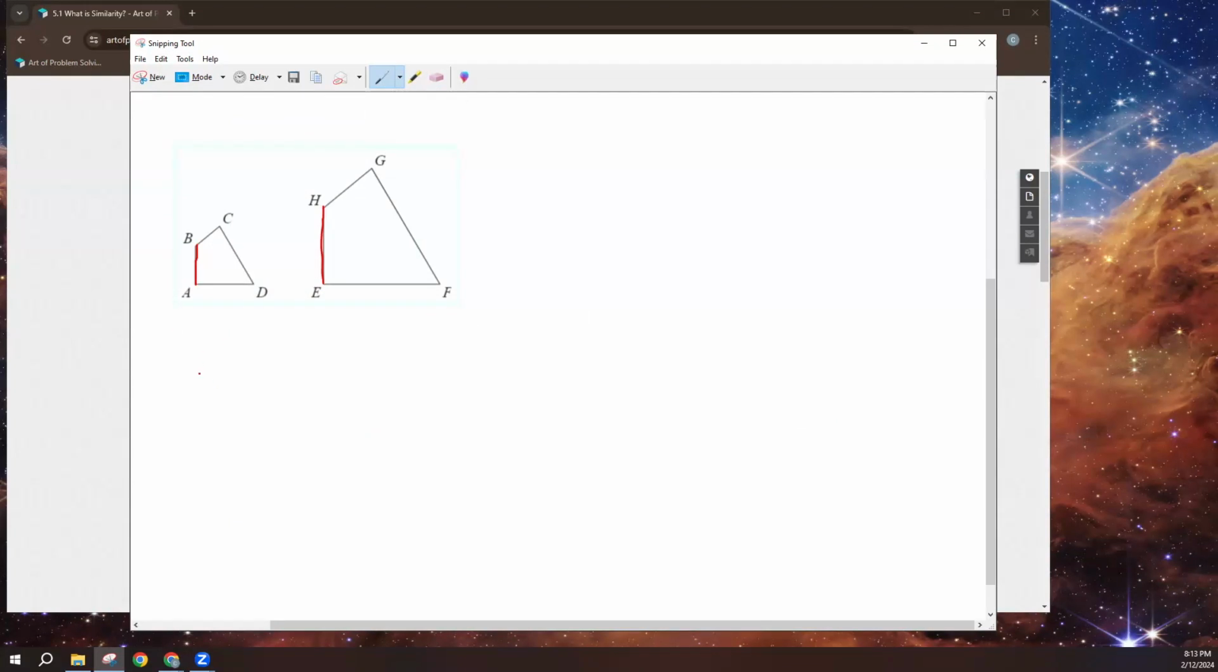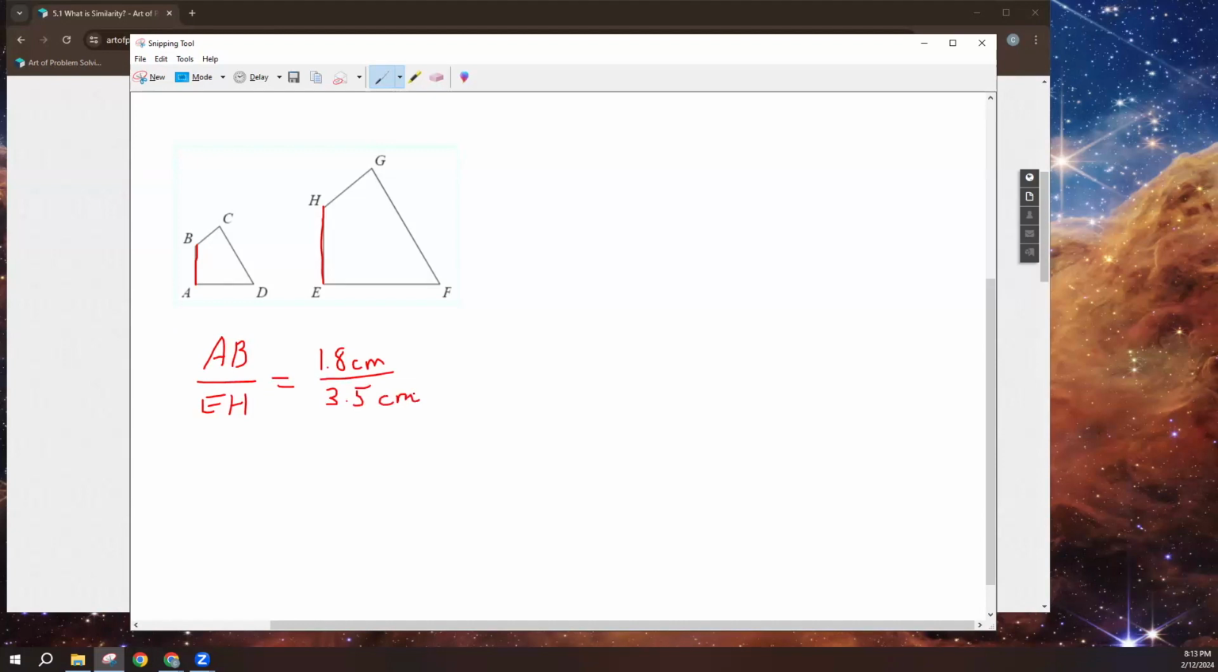So I would write something like this, that the ratio of AB to EH is going to be, what did I say, 1.8 centimeters to 3.5 centimeters. So that's a ratio of the two side lengths.